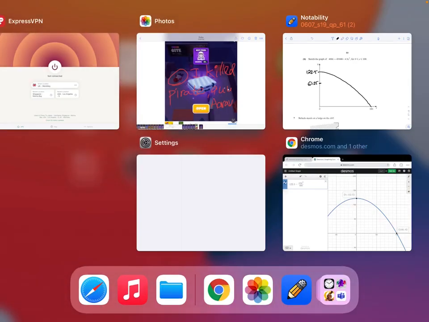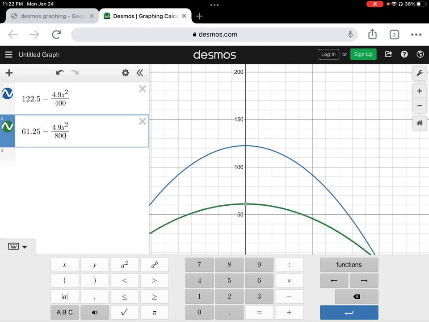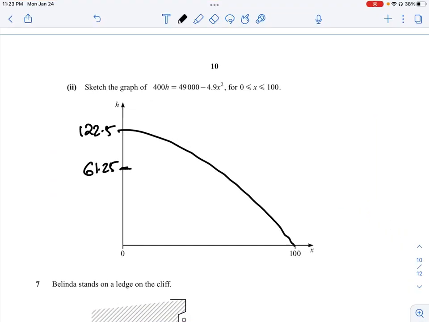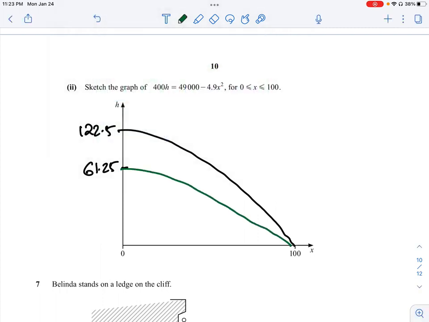So what am I going to do? I'm going to take another one, which is 61.25 minus 4.9x squared divided by 800. I check, it is the same: 0, 61.25, and again it hits at 100 only. So draw the graph in a different color, maybe green, over here.